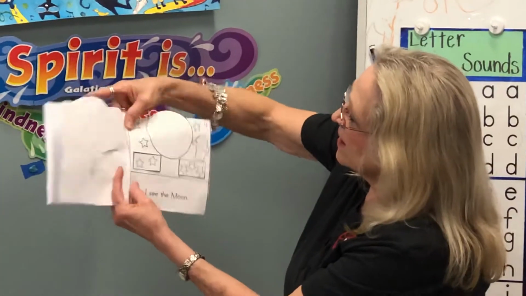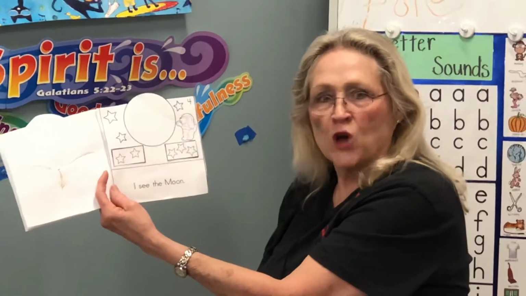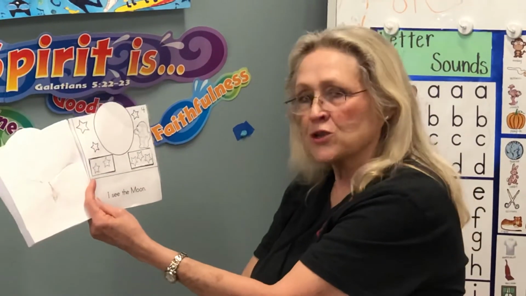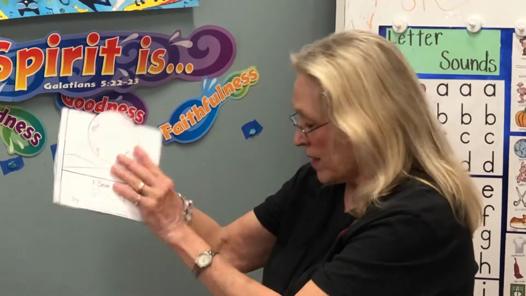I see the moon. And what are these around the moon? Stars. So you can color your stars all different colors if you want. And that is your little story about the moon.